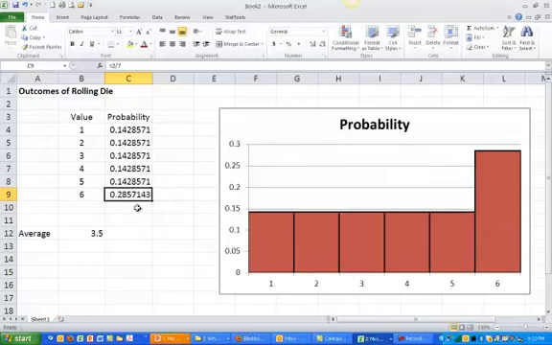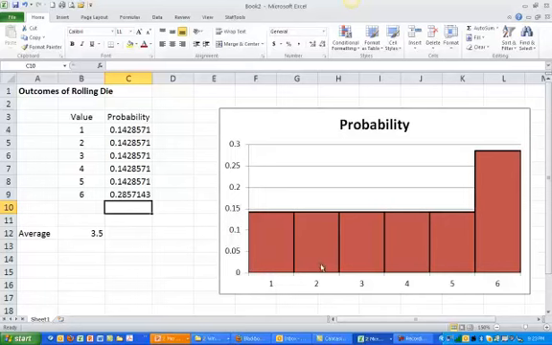And again, we can verify that those values sum to 1. So we're happy with that. And the graph also shows that things make sense. We have a probability of getting a 6 that is twice as much as the probability of getting the other values, 1 through 5. Okay, well, let's think about this for a moment.